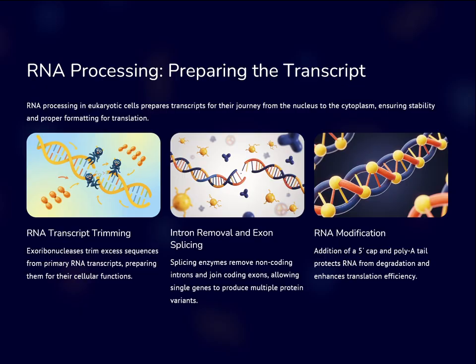And then there's modification, in which a 5' cap and a poly A tail are added. These modifications protect the RNA from degradation and help it bind to the ribosome. If each of these steps are not completed correctly, the mRNA may not be translated properly or may degrade too quickly.